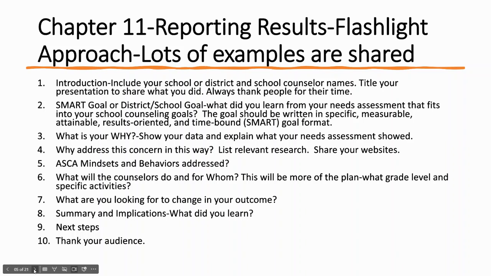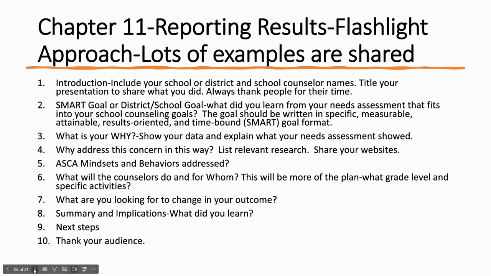And then you're also going to talk about what you wanted to change in your outcome. And then talk about whether it actually did change anything, and if there were changes in students' behaviors, attendance, or achievement. And talk about the data that you used, the process data, the perception data, and the outcome data. And then talk about next steps.